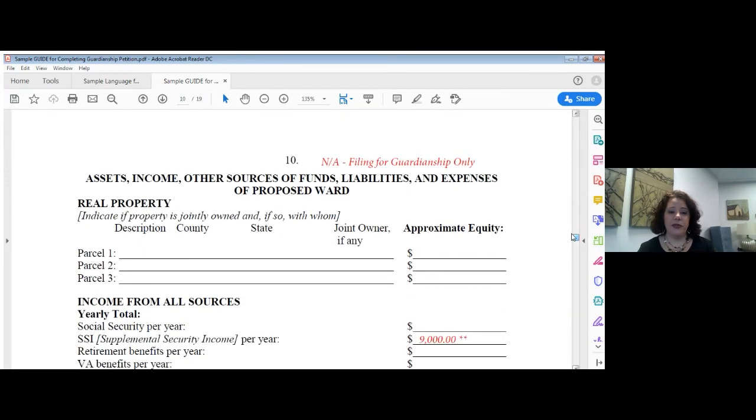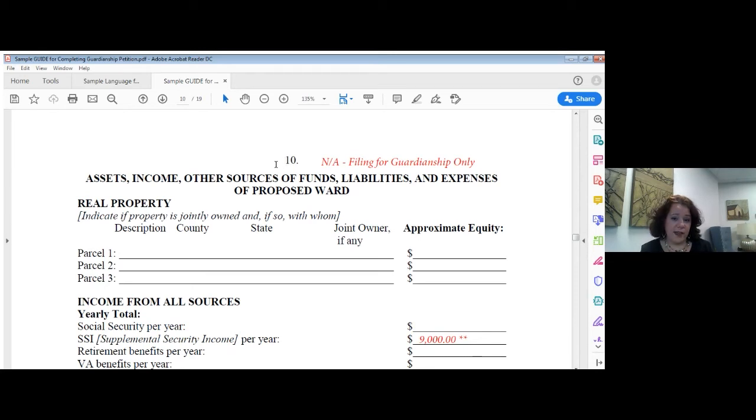Now we move into the portion, so we're at paragraph 10 of the petition, and we're moving into information about the finances of the ward. Now, if you are only asking for guardianship and not conservatorship, I don't fill all this out. I just put NA, because guess what? Not applicable. We're not asking for control over the financial side of things because there really aren't any finances to speak of. We are asking for control of the health and safety side of things.